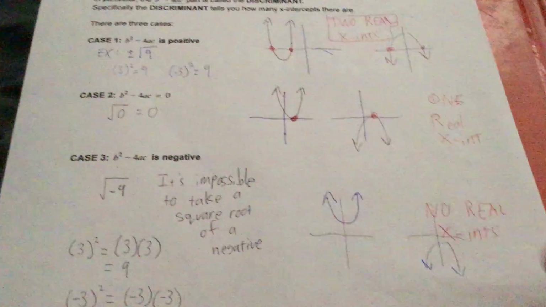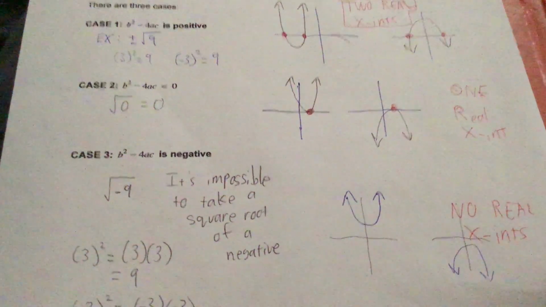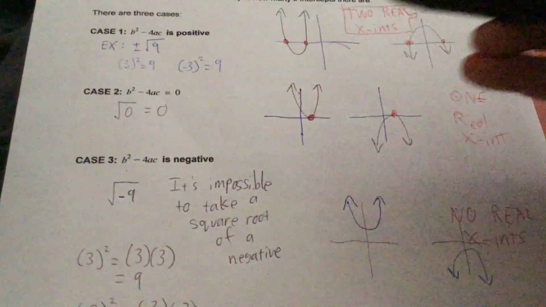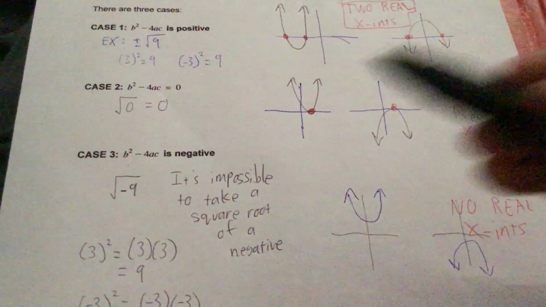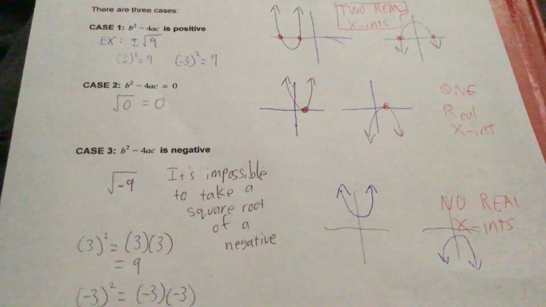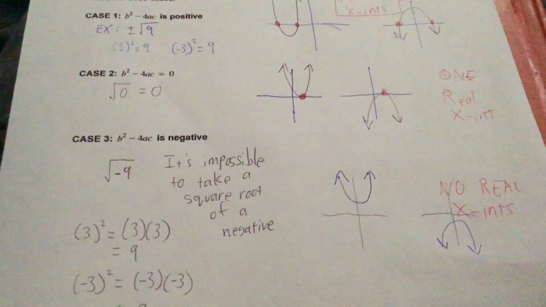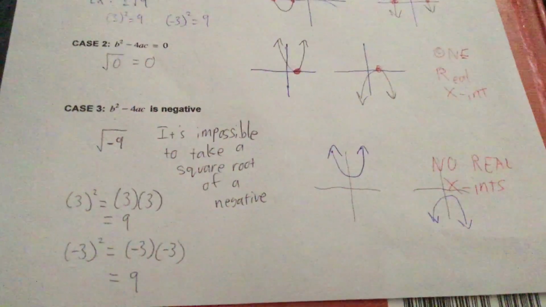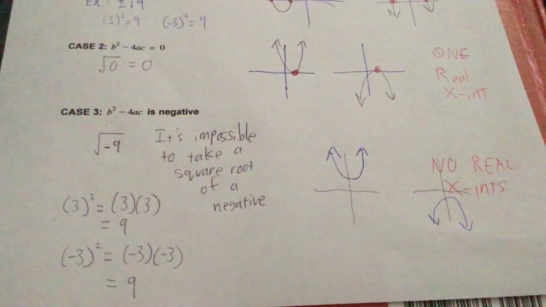Okay? So, b squared minus 4ac is positive. That means that there's two real x-intercepts. b squared minus 4ac is 0. That means that there's only one solution, one real solution. And b squared minus 4ac is negative. That means that this problem is impossible to do.